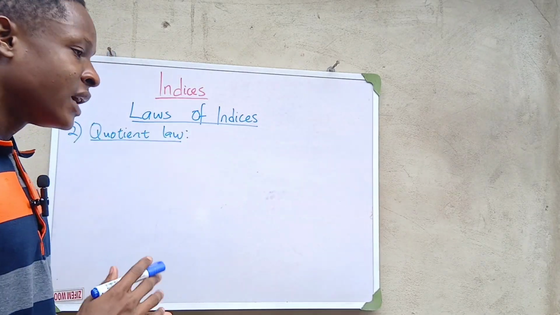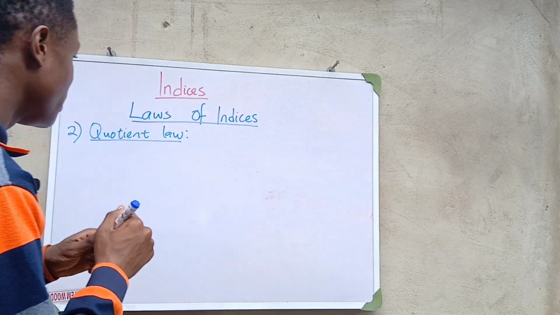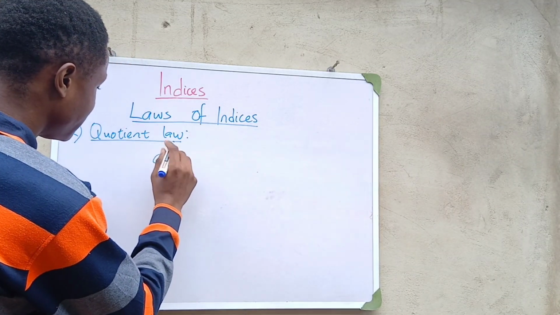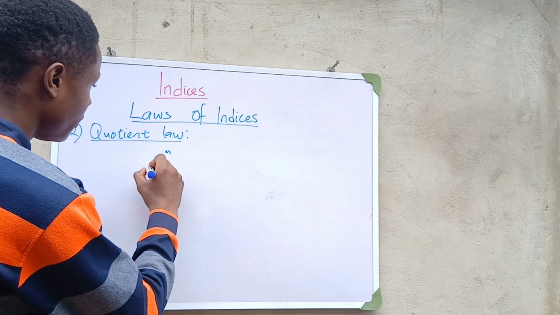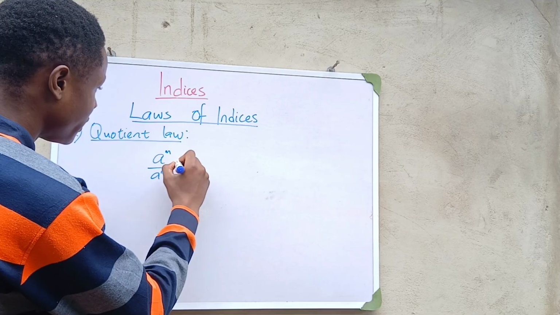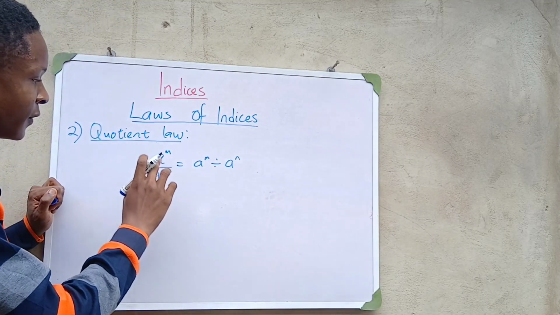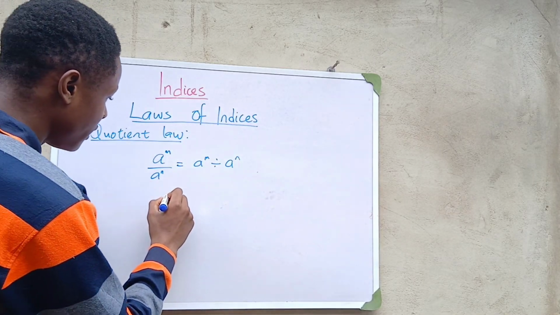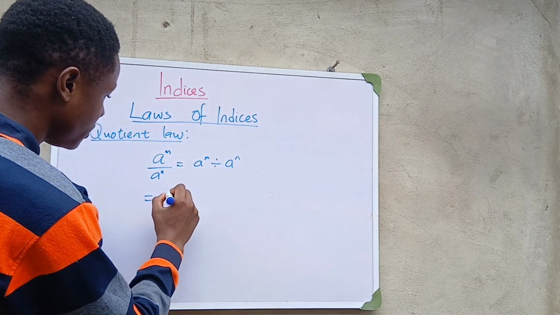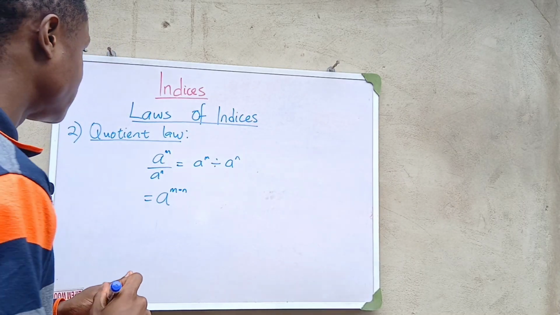So our next law, which is quotient law, is just the opposite of product law. When we have the same bases that are dividing each other, which have their index, so we say a^m over a^n, or we can put it as a^m divided by a^n. For us to solve this, we are going to be subtracting their index. So we'll have a^(m-n). So that is quotient law.